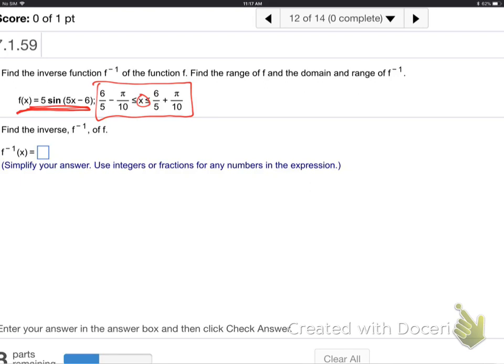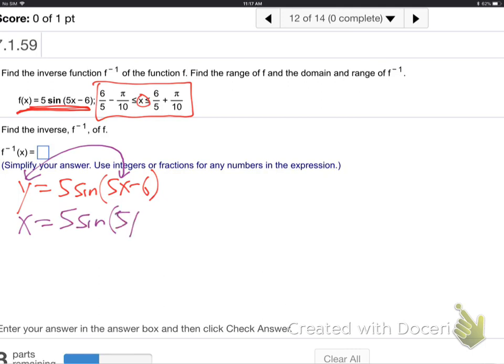So the f is the y, huh? Like that. And then what do we do first to find the inverse function? Switch the x and the y, and then solve for the y. Good. Like that. So switch them, and then solve for y.